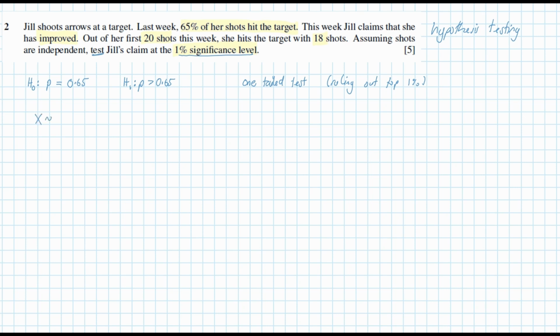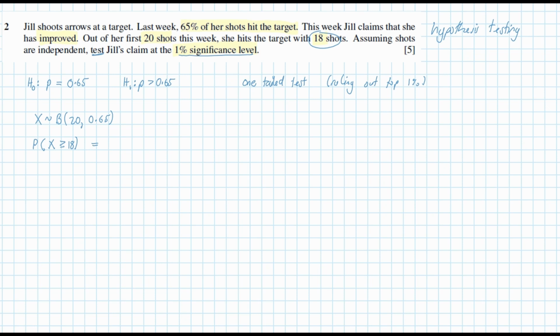Now, let's write out our distribution. It's a binomial distribution. There are 20 trials. The probability of success according to our null hypothesis is 0.65. What we're going to do is look at 18 shots, 19 and 20. That's the top part of this distribution. So we're going to see what 18 and above equals. What's the probability that X is greater than or equal to 18?